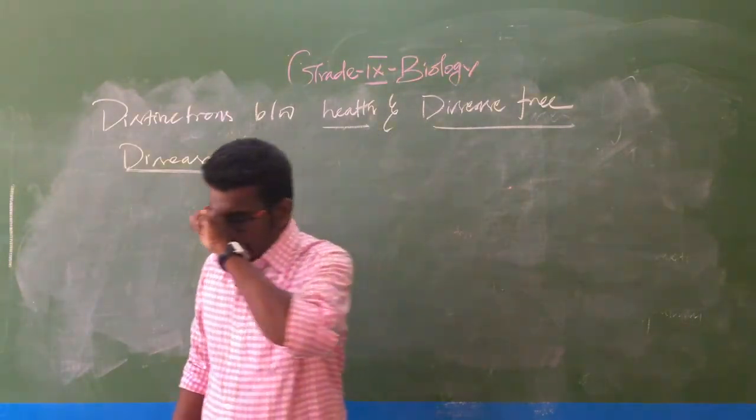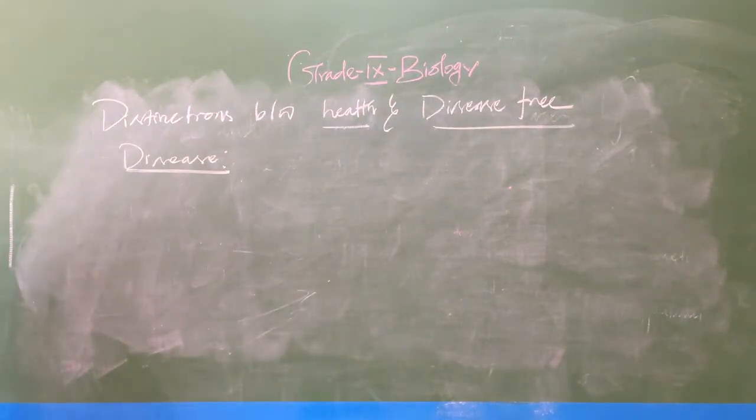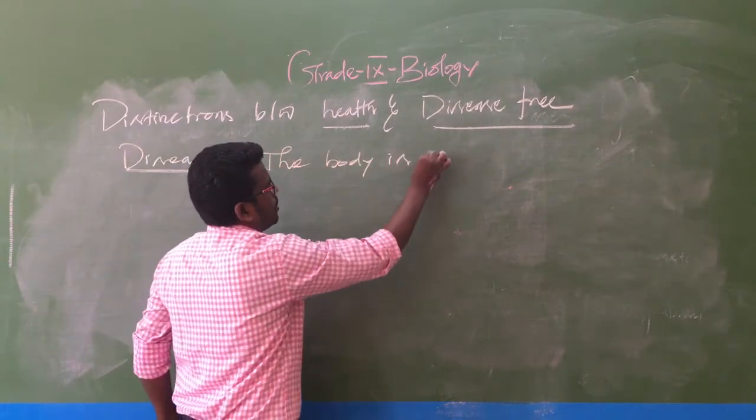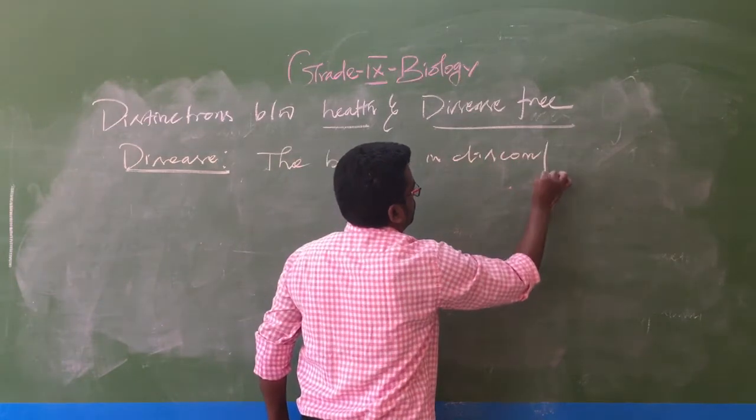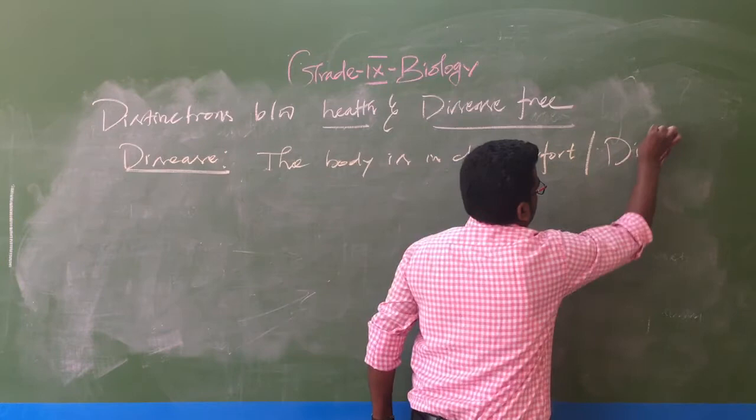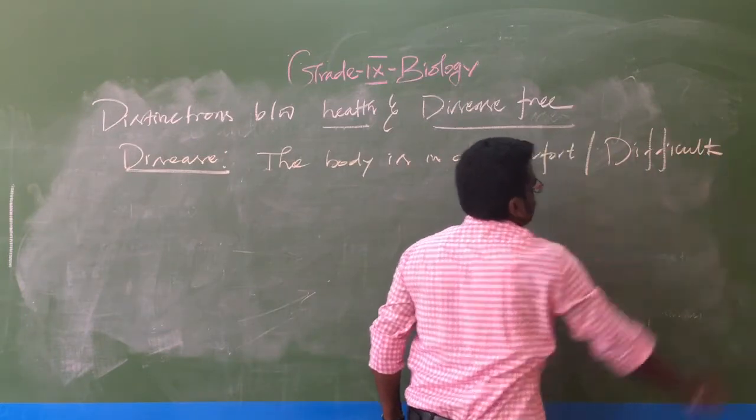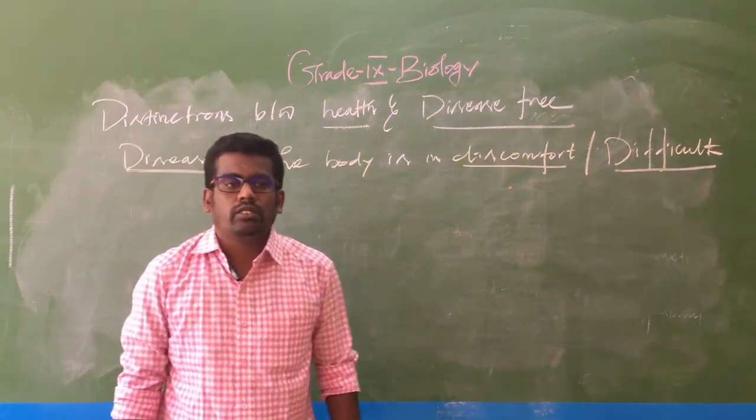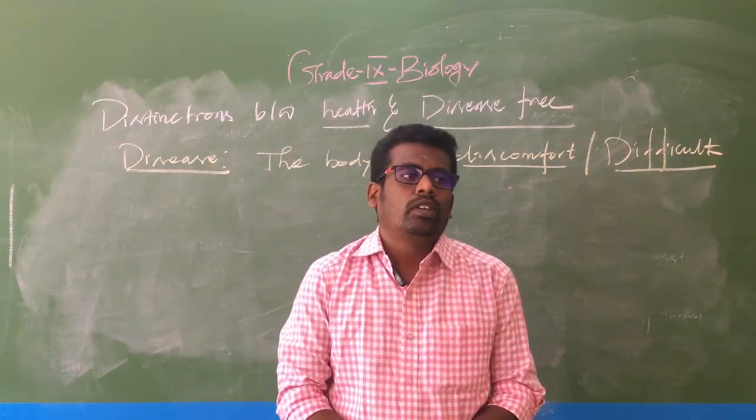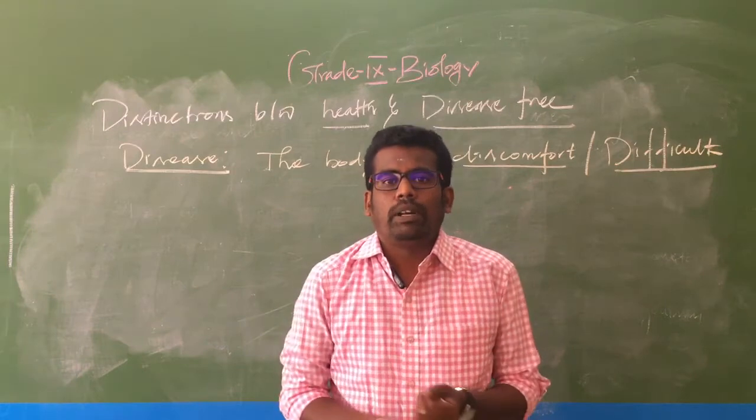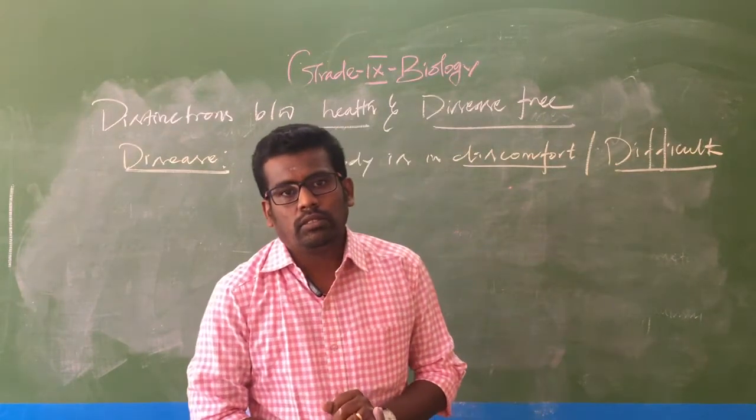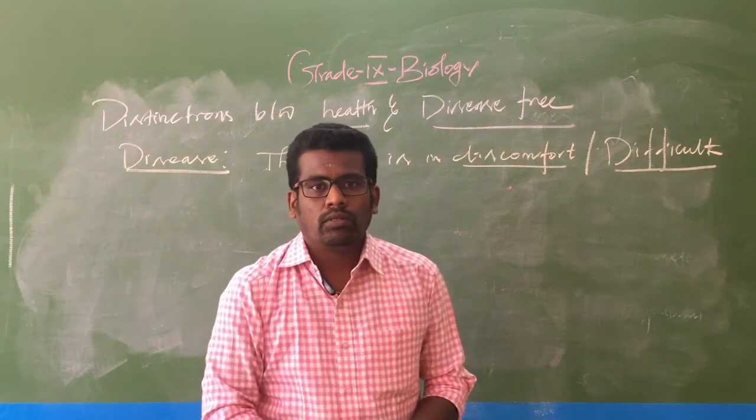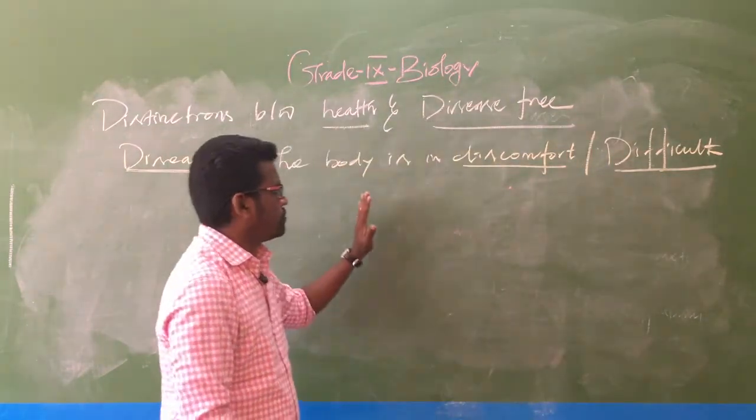Now, definition for the disease. What do you mean by disease? The body is in discomfort or difficulty. That condition is called disease. For example, when we are unable to breathe properly, something has happened, and the lung is not functioning properly. So that condition is called disease.